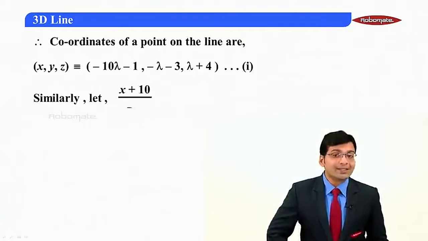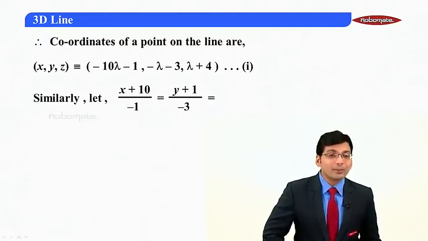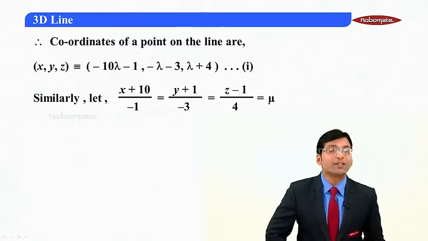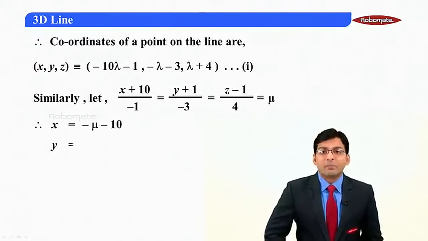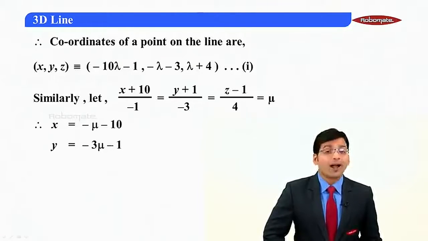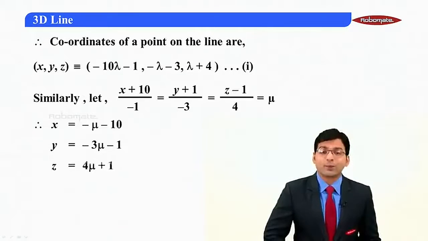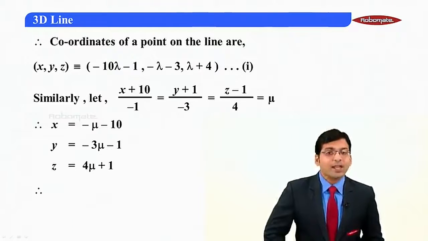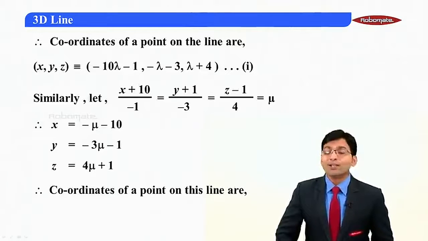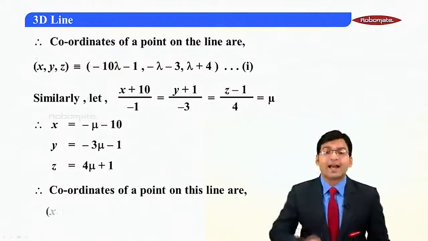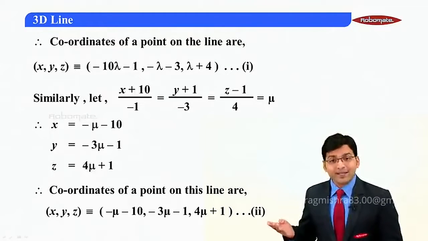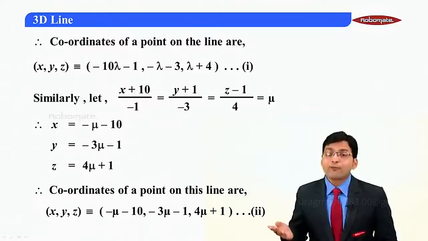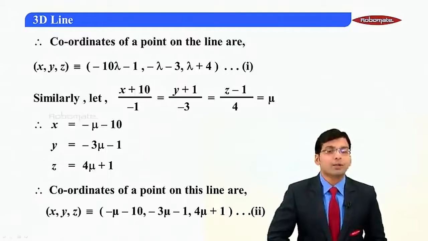Similarly, if we consider the second equation and assume it equal to another constant, or parameter, mu, we get x = -mu - 10, y = -3 mu - 1, and z = 4 mu + 1. Okay, students, now we can say the coordinates of a point on the second line are (-mu - 10, -3 mu - 1, 4 mu + 1). That is equation number 2.